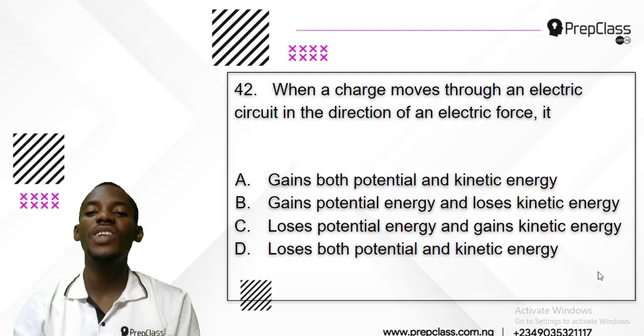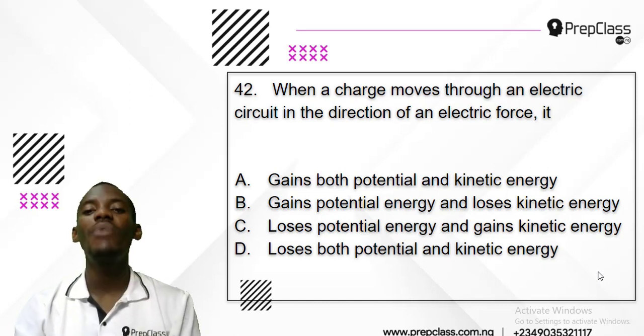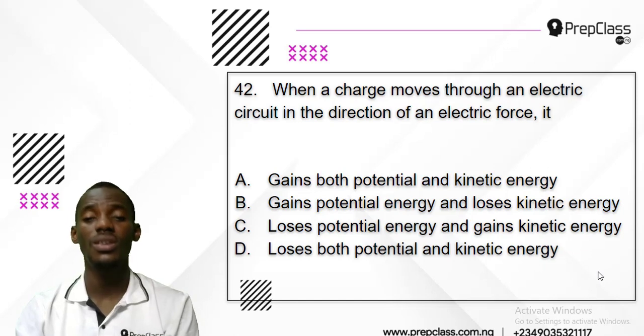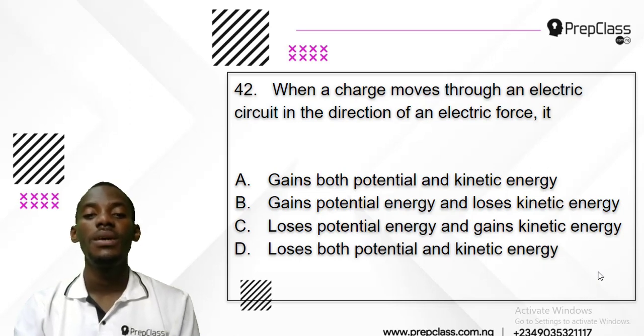Now let's check out number 42. It says when a charge moves through an electric circuit in the direction of an electric force, it what? When the charge is moving in the same direction as the force inside a circuit, what happens? A, it gains potential and kinetic energy. B, it gains potential energy and loses kinetic energy. C, it loses potential energy and gains kinetic energy. D, it loses both potential energy and kinetic energy.